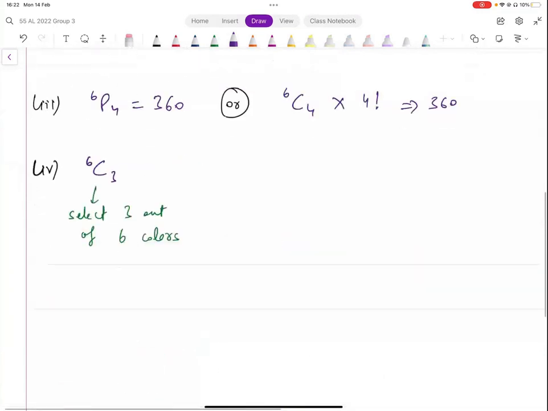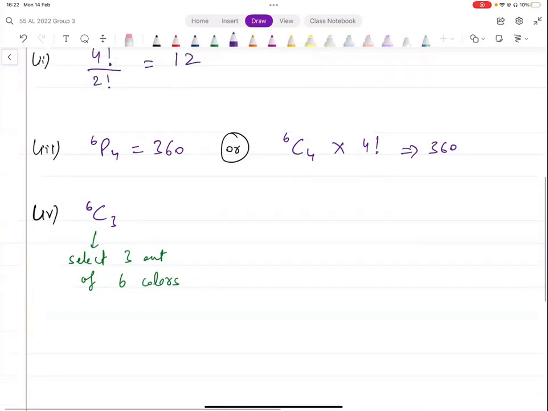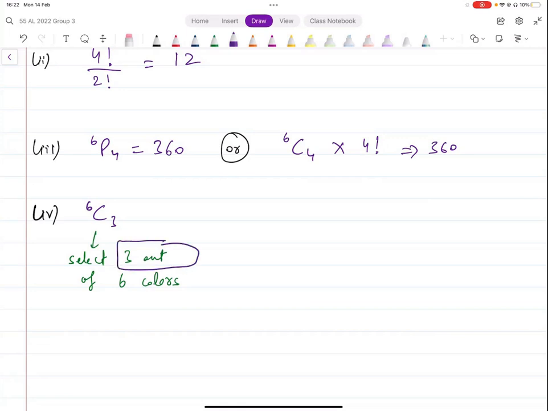Abhi hum sirf kya kar rahe hain? We are selecting three out of six colors. हमें three colors को तो arrange नहीं करना ना, हमें arrange तो four को करना है. Arrange तो हमें four colors को करना है, right? तो arrangement तो हमें four colors की, four pegs की देखनी है. Sorry, arrange four colors को नहीं, four pegs को करना है. उनमें से एक के color, दो pegs के color same होएगा और बाकी दोनों के different होएंगे.